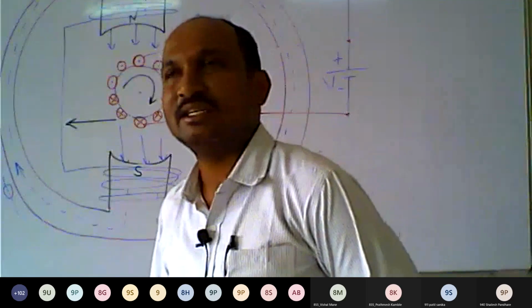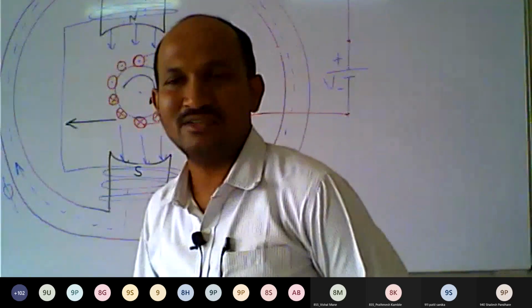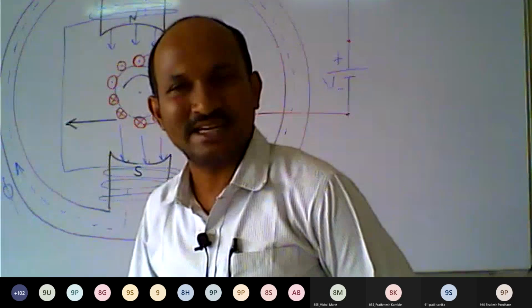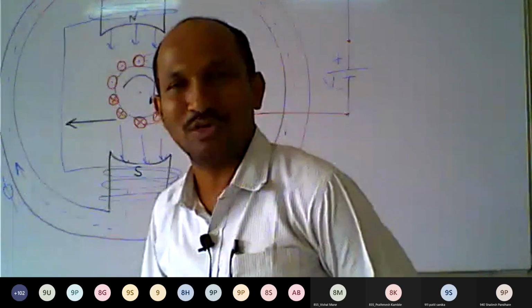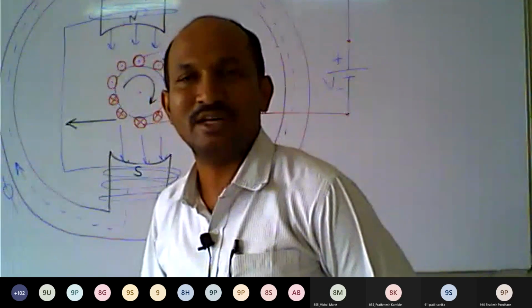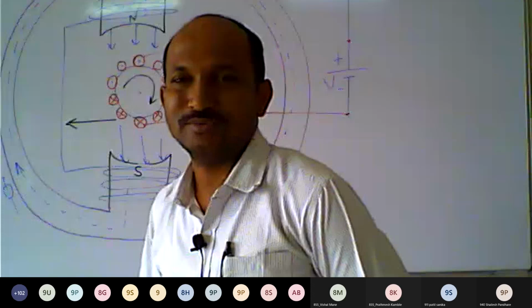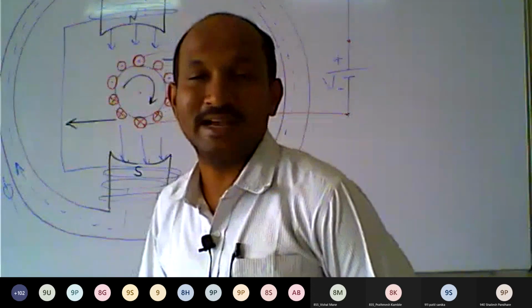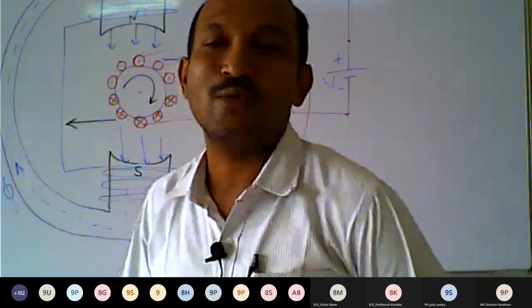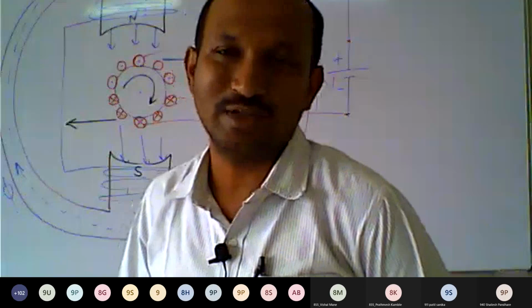So DC motor has 4 or 5 types. The first type is a separately excited DC motor. The second type is a shunt motor. The third type is a series motor. The fourth type is a compound motor. And the fifth type is a permanent magnet DC motor.